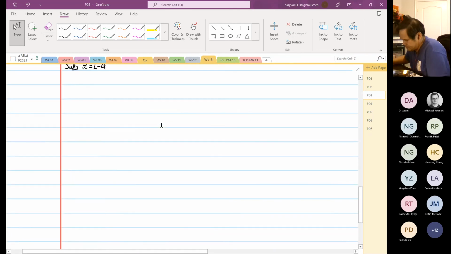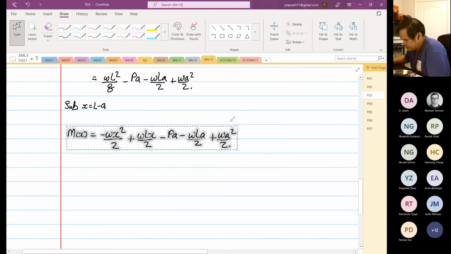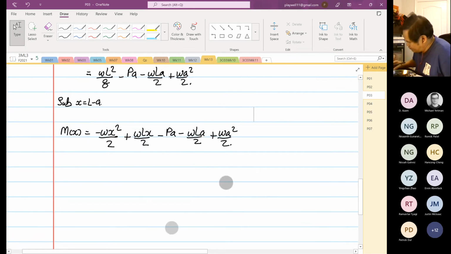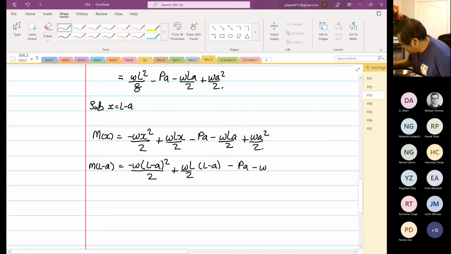Doing your term test or exam, you can check. So you form this equation and put everything inside. So m at L minus A: minus omega L minus A squared over 2, plus omega over 2 L minus A. Then you have minus PA minus omega LA over 2 plus omega A squared over 2.